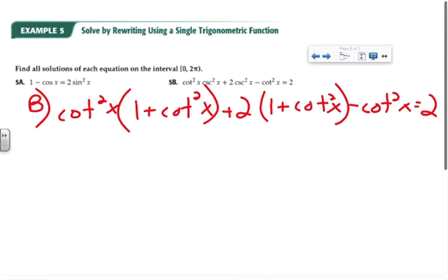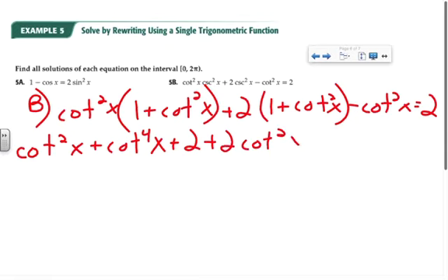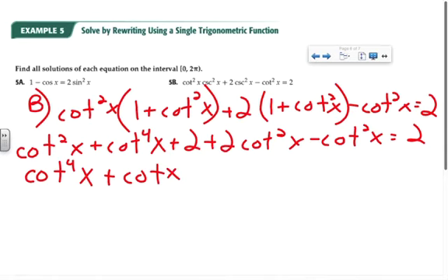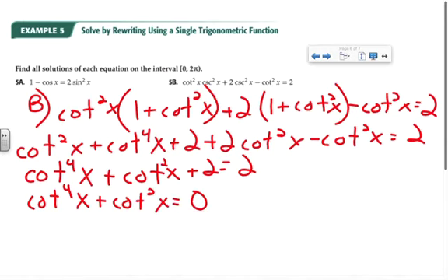So I've got some distributing and combining like terms to do here. When I do that, I'll have cotangent squared of x plus cotangent to the 4th of x plus 2 cotangent squared of x minus cotangent squared of x equals 2. Combining my like terms, when I put this in standard form, I'll have cotangent to the 4th of x plus cotangent squared x plus 2 equals 2. Subtracting the 2 from both sides, I'll have cotangent to the fourth of x plus cotangent squared of x equals 0.